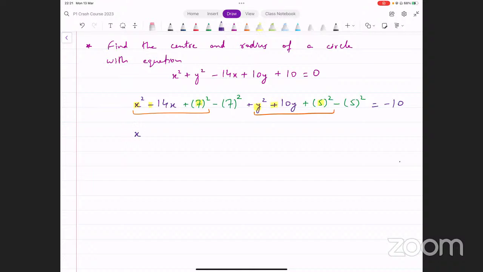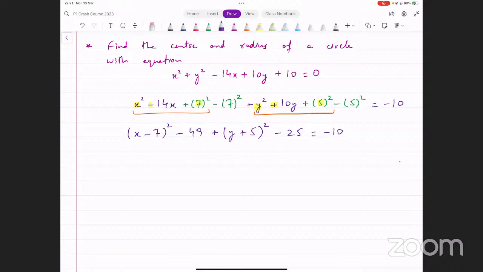And that gives you x minus 7 whole squared. This is outside the square. So this is minus 49 plus y plus 5 whole squared. That's the second square that you're getting from this. And then minus 25. On the other side, you have minus 10.